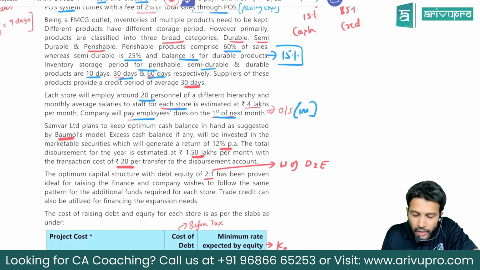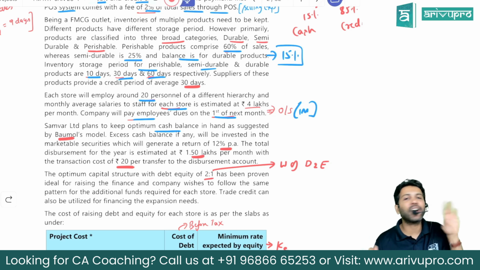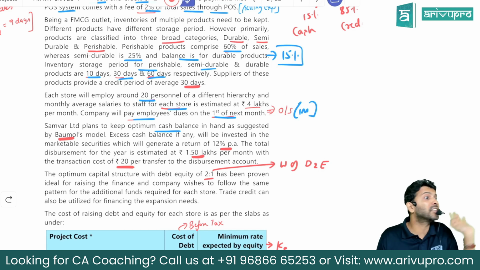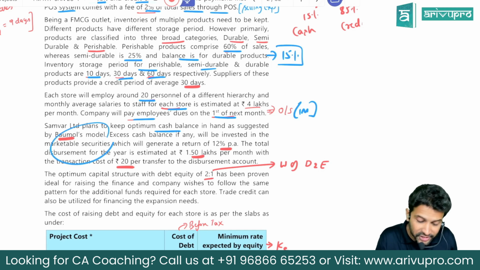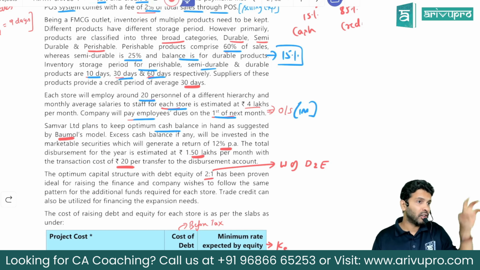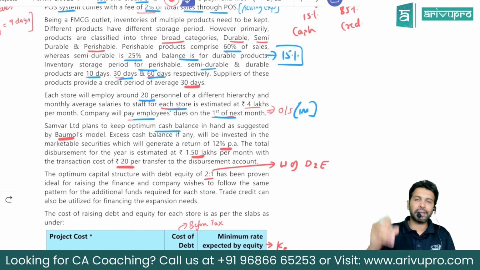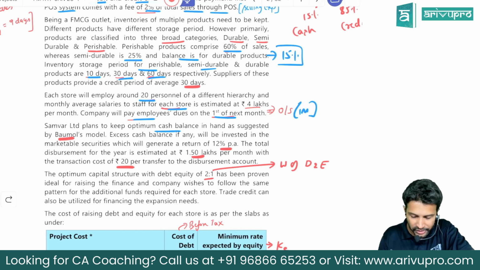Samvar Limited, a company, plans to keep the optimum cash balance as suggested by the Baumol model. Till now, the Baumol model was not even asked. Now they brought it into the case study. If you remember working capital estimates problems, in the majority of them, the cash balance they only used to give. Now they are saying find out the cash balance using the Baumol model. Remember the Baumol model? Square root of 2UPS, U for annual disbursement, P for transaction cost, S for opportunity cost. We have to apply that model and get the cash balance over here.